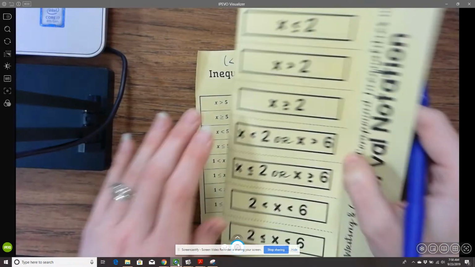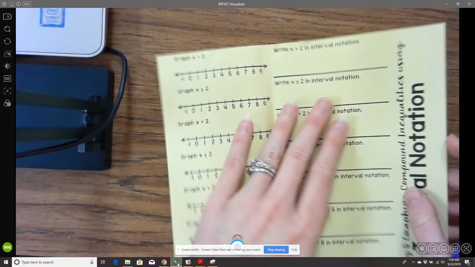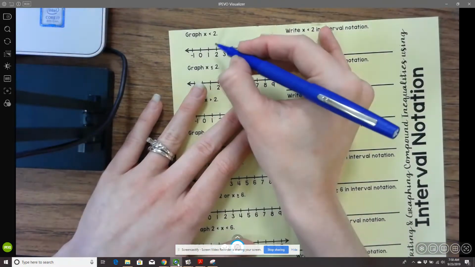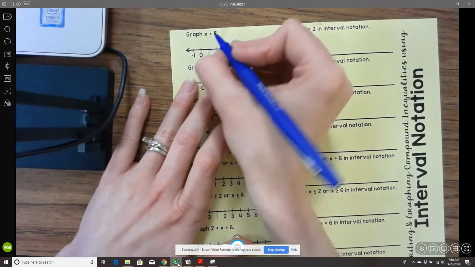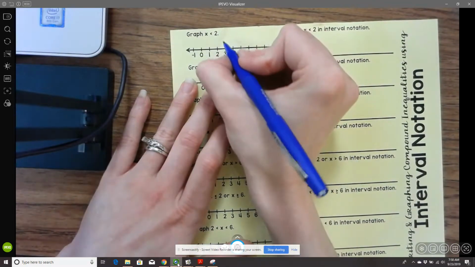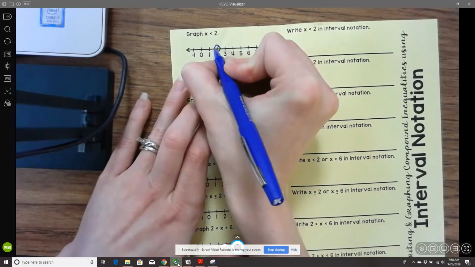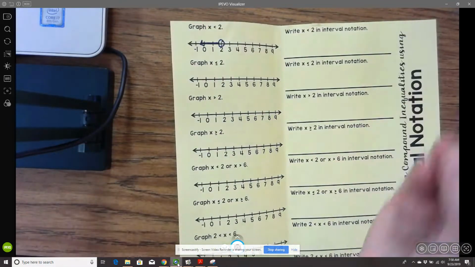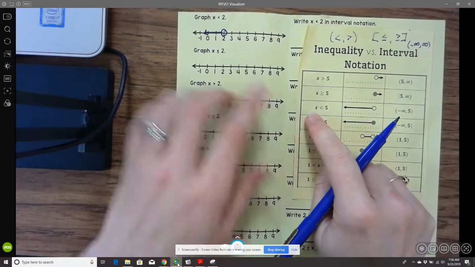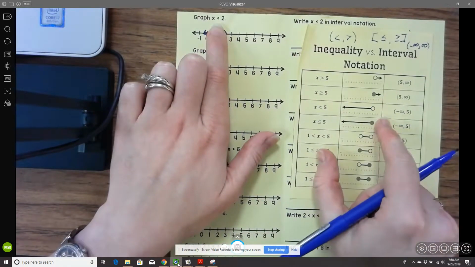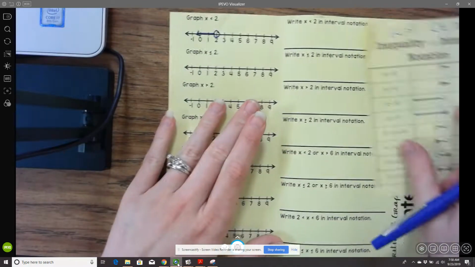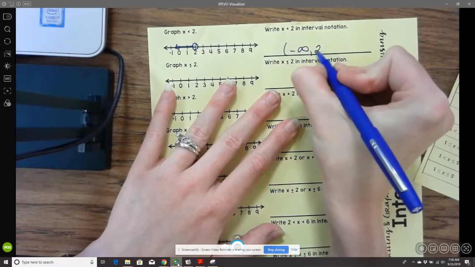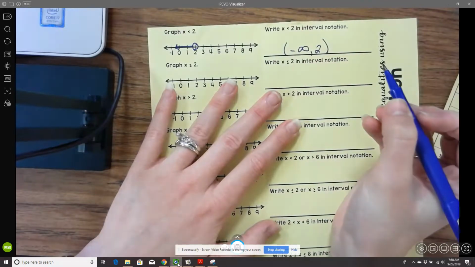So in your notes for today, you're going to graph these, and then you're going to write them in interval notation. So here I've got X is less than 2. So I would use an open circle, and X is less than, so I would draw my line this way. And you can use these as a guide to help you match them up to see how they should be written. So this one would be negative infinity, comma 2 with two parentheses.